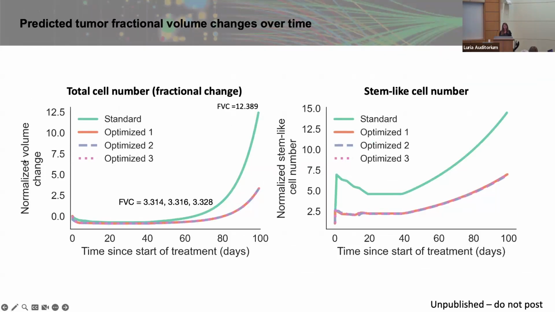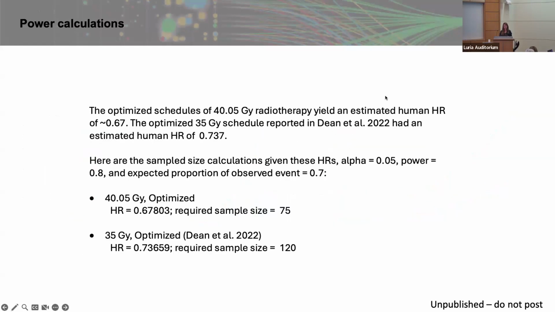And if you look at the normalized volume change of those schedules, as opposed to the standard, again, this is going to be the historical control, then we have a significant reduction in normalized volume change over those optimized schedules, really non-significantly different over the different optima that we have found, both in terms of total cell number and in this nestin-positive subset of these more radioresistant cells.